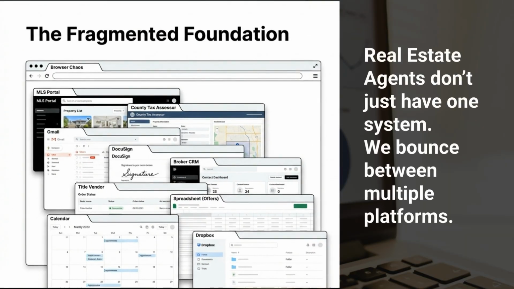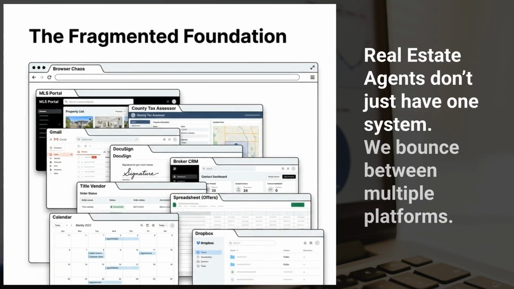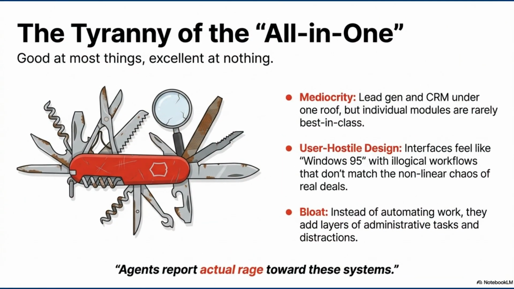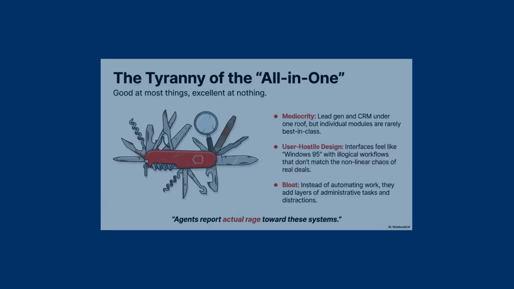Real estate agents don't just have one system. We constantly bounce between multiple platforms, creating a fragmented foundation for our business. Then there's the tyranny of the all-in-one, the type of system we wish we had. While attractive, these often result in mediocrity, and we end up with the jack-of-all, master-of-none syndrome.